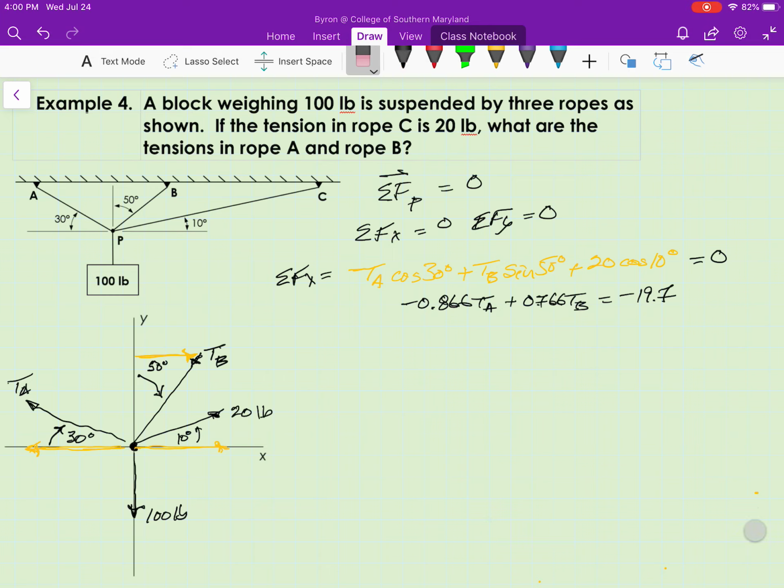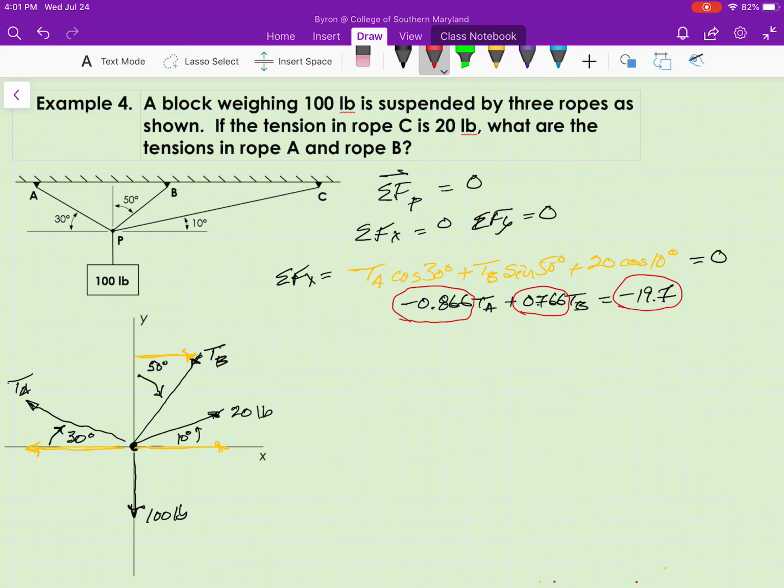Now I've rounded all these for the purposes of my written work, but I'm keeping each of these numbers, the 0.866, the 0.766, the negative 19.7, all those are in my calculator stored out to their maximum number of decimal places. So when I get ready to reuse this equation here in a minute, I'm going to pull those numbers out of memory, not just enter what's written on my paper.